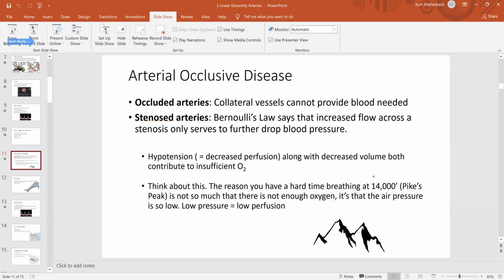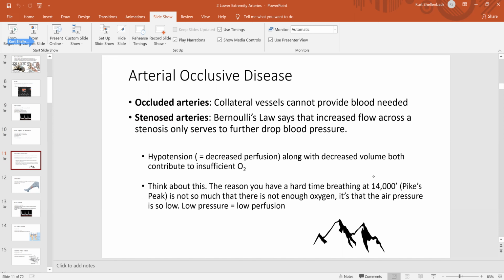it actually gets worse because the blood pressure drops to an even greater extent. So hypotension is decreased perfusion along with decreased volume, both contribute to insufficient O2. So hypotension, low blood pressure is not good. At least, I mean, there's healthy low blood pressure and then there's really low blood pressure.